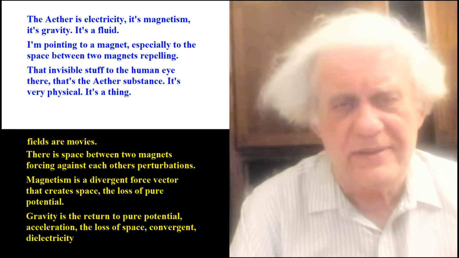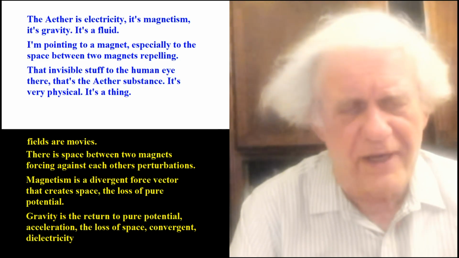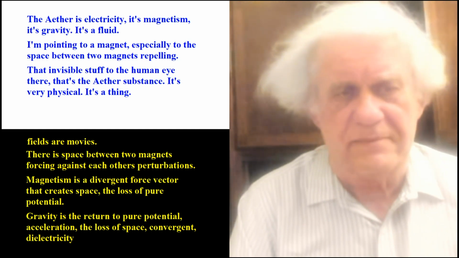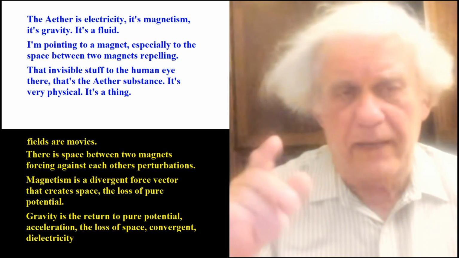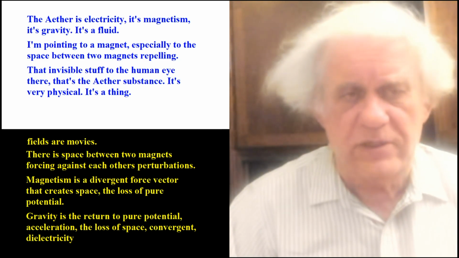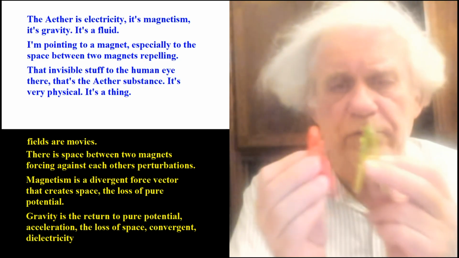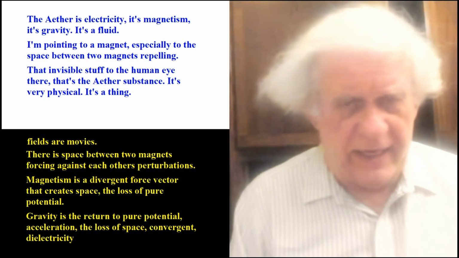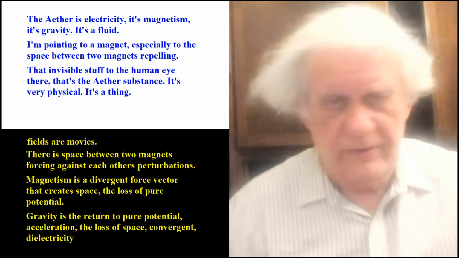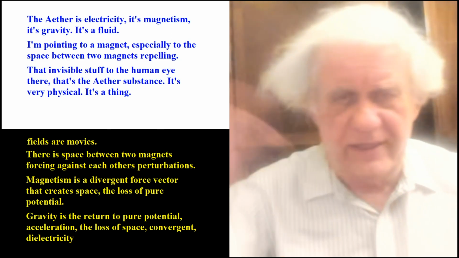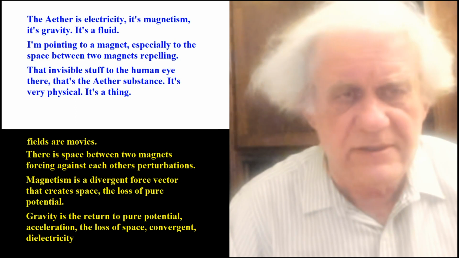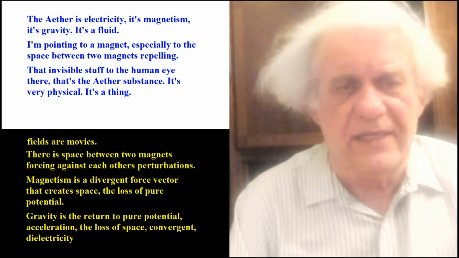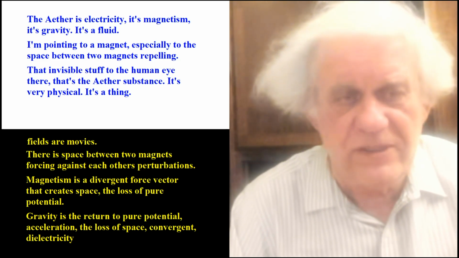Again, remember the two fellows that were arguing there. So one fellow says the ether is electricity, it's magnetism. Okay, I'm pointing to a magnet, especially to the space between two magnets repelling. In this case, they're attracting, but it's the same thing. So he's saying he points here, and that's the field. Okay, counter space, ether, they use all these synonyms for the same nonsense. Okay, that invisible stuff to the human eye there, that's the ether substance, and that's also the field, right? He's pointing to a field.